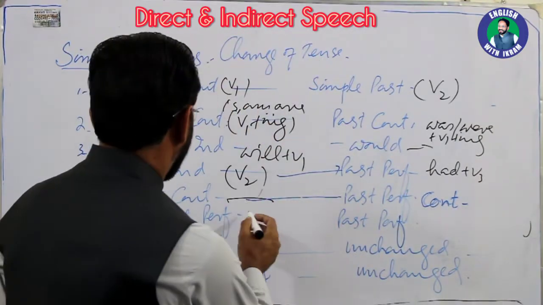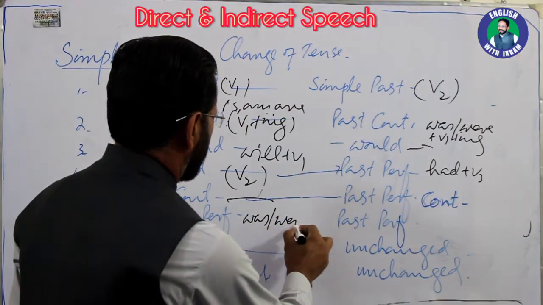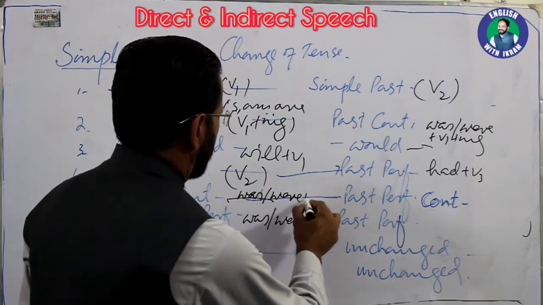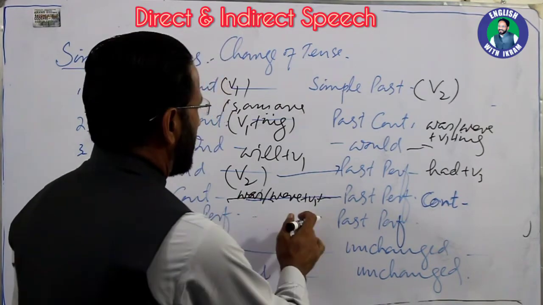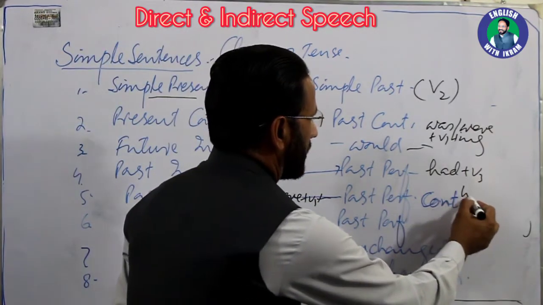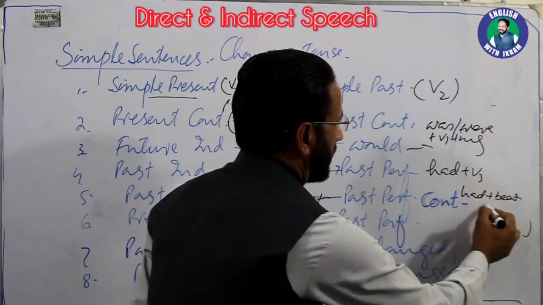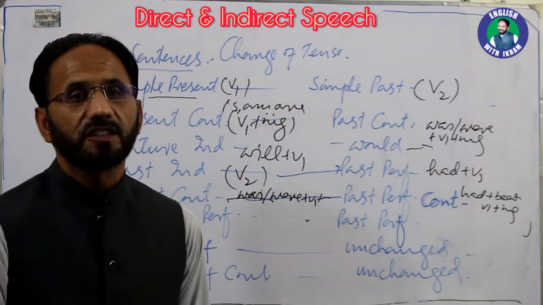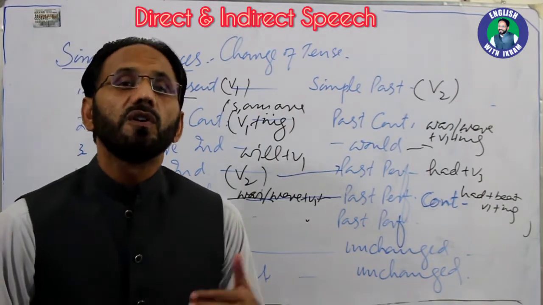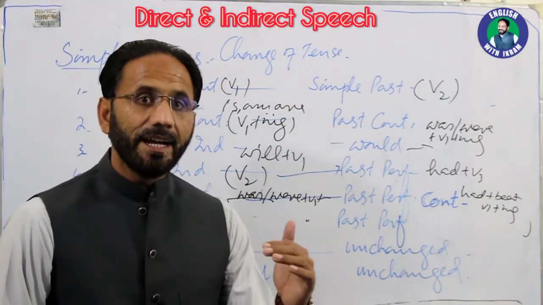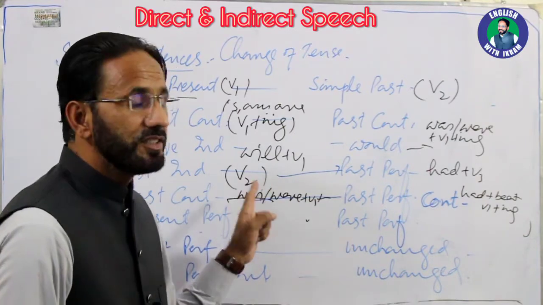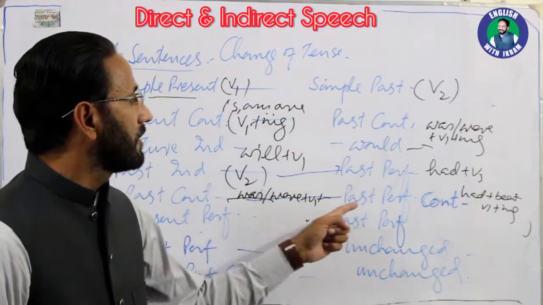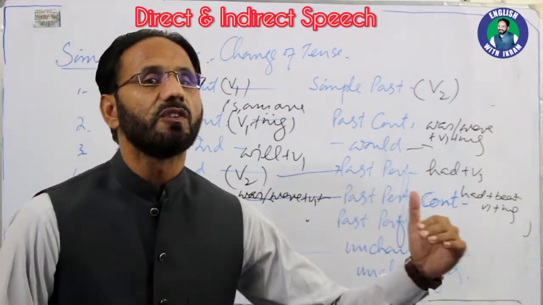Past continuous, which is was, were, plus V1 plus ing, will be changed into past perfect continuous, which is had plus been plus V1 plus ing. Past continuous tense will be changed into past perfect continuous. For example, he said, I was doing my work. He said that he had been doing his work. If there is past continuous tense in the direct speech, it will be changed into past perfect continuous, had been plus V1 plus ing.